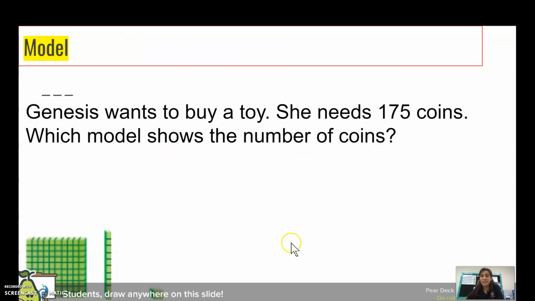That's the model because it has a little bit of a word problem. So I'm going to read it just in case you need it. Genesis wants to buy a toy. She needs 175 coins. Which model shows the number of coins? So I want you to build a model. That one you can drag if I show the presentation, but you can also draw the model. Okay?